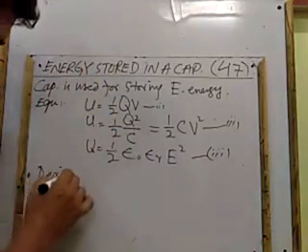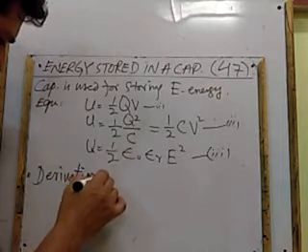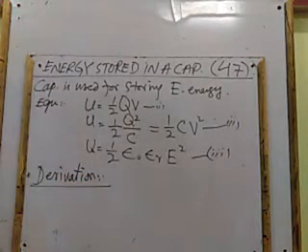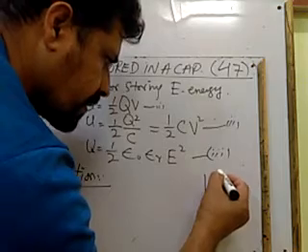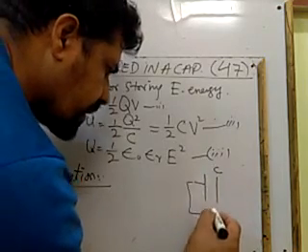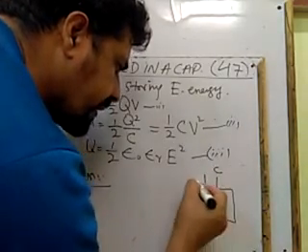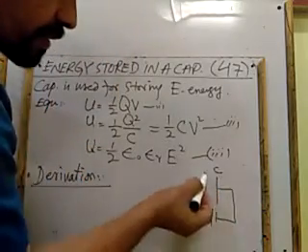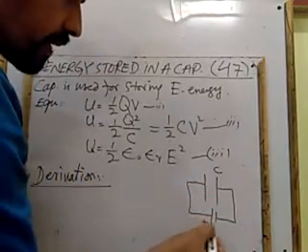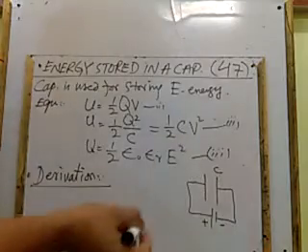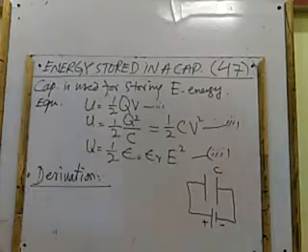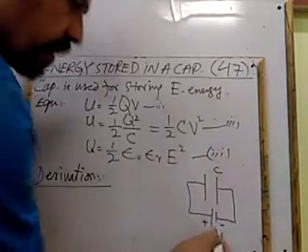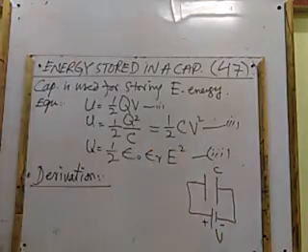For the derivation purpose, we connect a capacitor of capacitance C to the power supply, the battery, as shown in the figure. This is capacitor C and this is the power supply, with positive and negative terminals. Positive is used for high potential, negative is used for low potential. The potential difference applied by the battery will finally charge the capacitor.